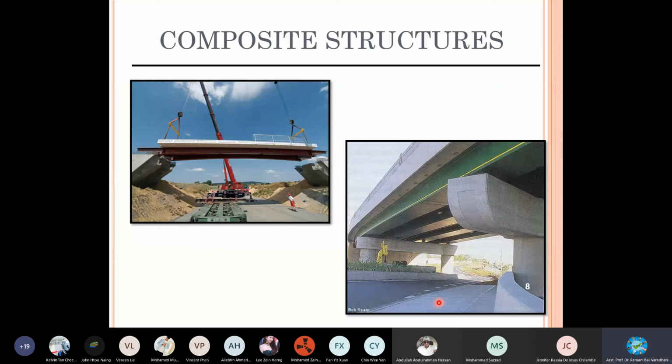Any idea why they made this one out of concrete? The engineer has designed it such a way that this is steel and this is concrete. Anybody? High compressive strength. Why, does steel not have high compressive strength compared to concrete? Can you not design the same compressive strength using steel?